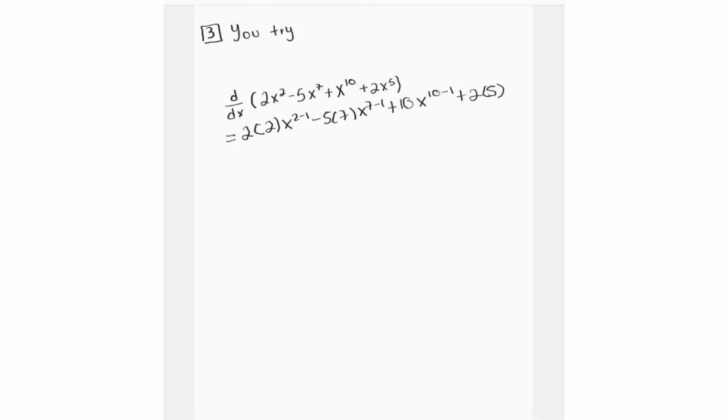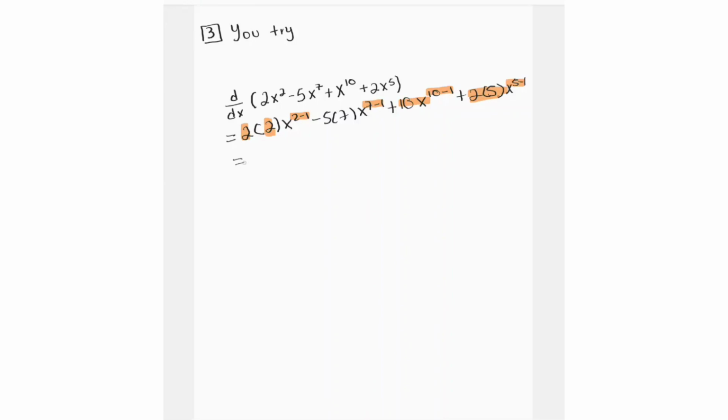Now I hope that you had the time to try it. So now let's compare the results that we have. We have 2 times 2 times x raised to the power of 2 minus 1. And then we have 5 times 7 times x raised to the power of 7 minus 1. Then we have 10 times x raised to 10 minus 1. And then we have 2 times 5 times x raised to 5 minus 1.